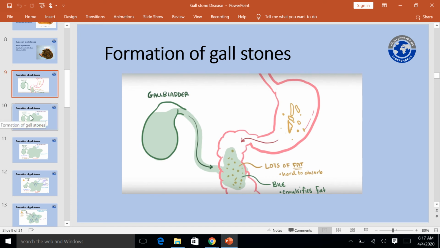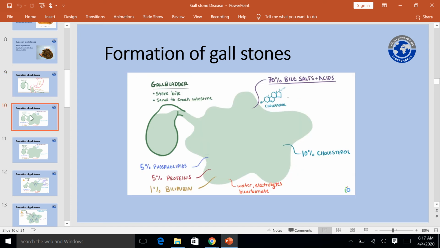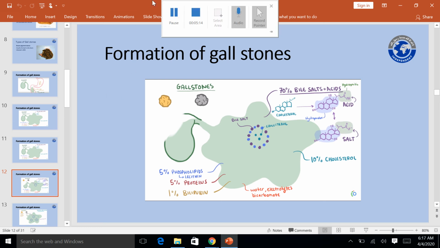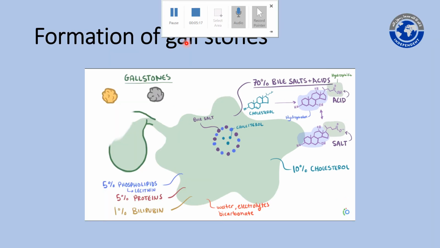As I explained, in bile there is 70% bile acids, 10% cholesterol, 5% phospholipids, and other things. This is commonly what I explained, the micelles. You can see here in the center there is cholesterol surrounded by bile salts and proteins. This is a micelle formation in which cholesterol and bile acids are in balance. You can see here the micelles, a circular structure, with cholesterol in the center.